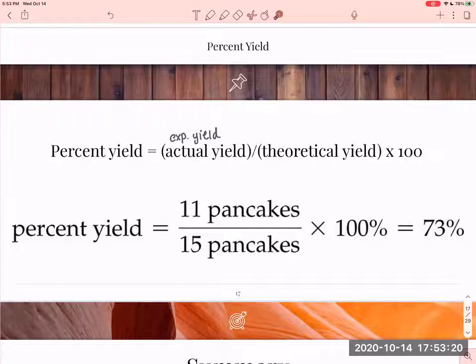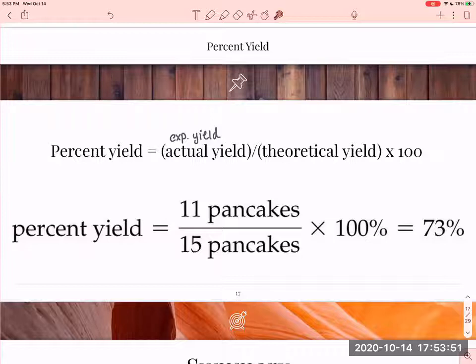Theoretically, your yield could not be more than 100 because how can you make more than what you could make in a perfect scenario. But sometimes we have contaminants in our experimental yield, mostly like water that we didn't heat off as much as we needed, or something dropped in there, a hair got in there, or something in our lab where we could have more than 100% yield, but it means there's something contaminating our sample.